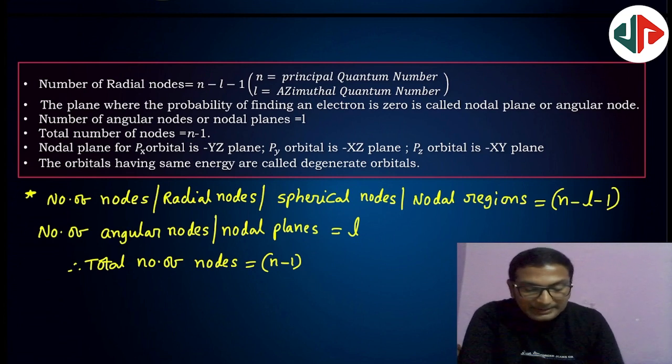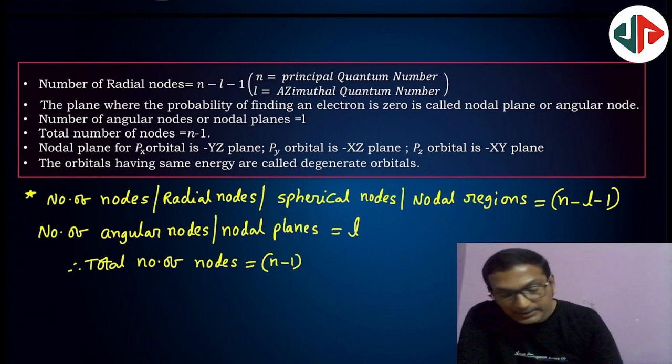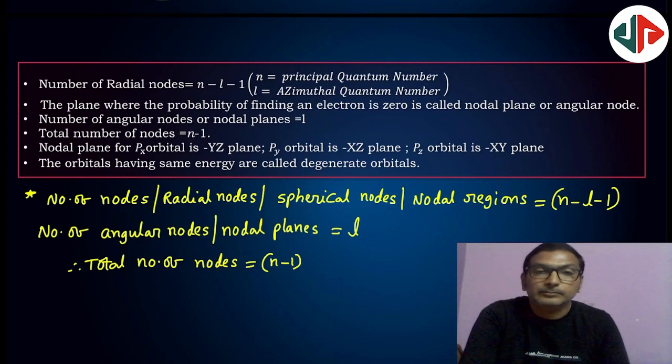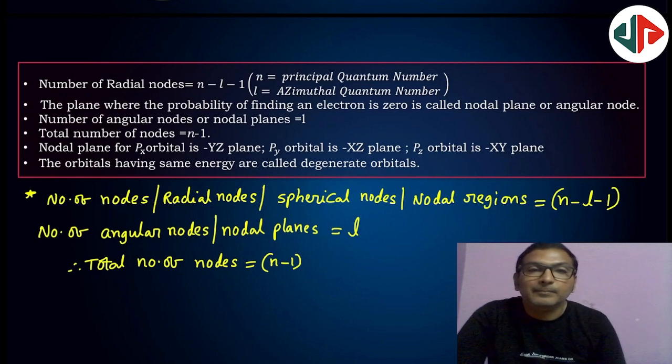Next, what are degenerate orbitals? Degenerate orbitals means orbitals which are having same amount of energy. Remember this point. Orbitals with the same amount of energy are degenerate orbitals.